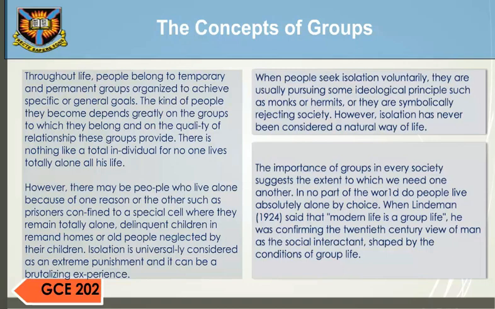Isolation is universally considered as an extreme punishment, and it can be a brutalizing experience. When people seek isolation voluntarily, they are usually pursuing some ideological principle such as monks or hermits, or they are symbolically rejecting society. However, isolation has never been considered a natural way of life.